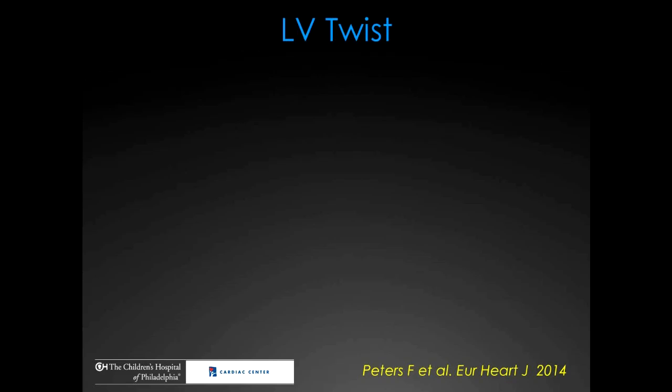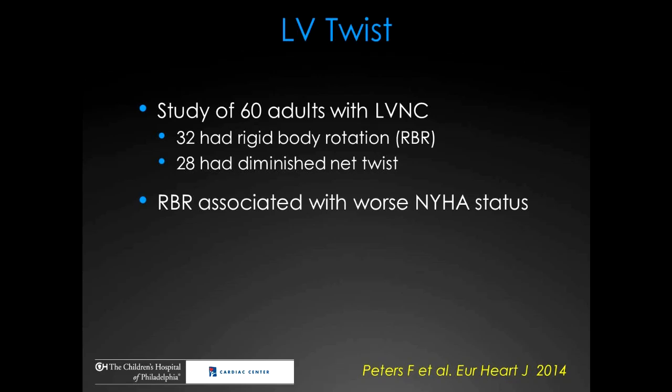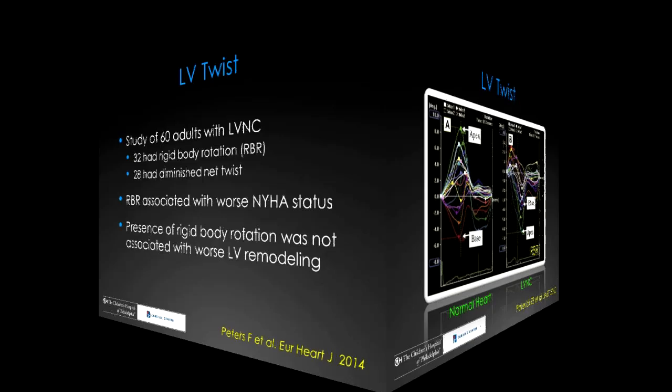Peters and colleagues recently did a study of 60 adults with LV noncompaction and found that over half the patients had rigid body rotation. Again, that is defined as the apex and the base rotating in the same direction. And even the ones who did have twist had abnormalities of that twist, so the entire cohort had abnormal twist. The rigid body rotation was associated with a worse New York Heart classification, but was not associated with worse left ventricular remodeling.